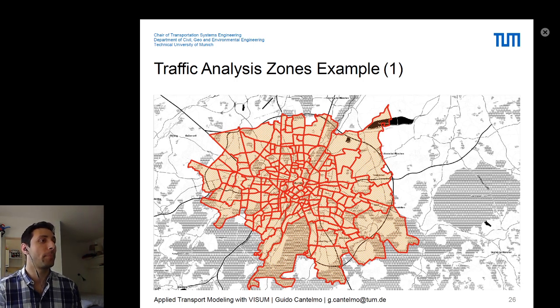So this is one example of traffic analysis zones. Here we are only looking at what happens inside Munich. But this is, for instance, a relatively good trade-off. Why is it a good trade-off? Because, as you can see, we have quite some level of detail, specifically in the center. But at the same time, the data for these areas are relatively easy to retrieve because we have quite some overlap with the administrative areas and with data that are available. So this is also another criterion. You should not only look at how detailed you want the model to be, but also how detailed the data that you have are.